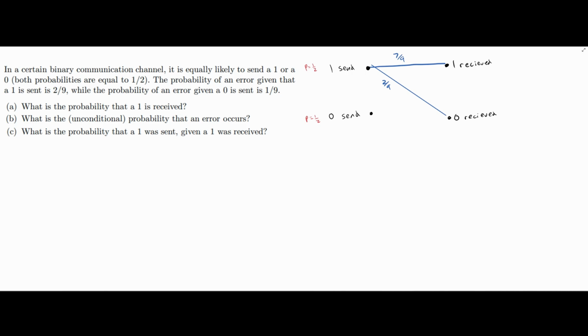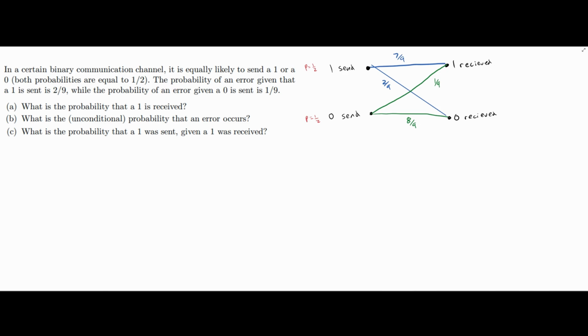So that itself is pretty simple. That's a way we can find that out. We're going to do the same exact thing for our 0. So the probability of an error given that a 0 is sent is 1/9. So that means we're going to go from here to this 1 received. The probability of this happening is 1/9. So that means the probability of a 0 actually going to 0 is going to be 8/9. So that's how we would look at and draw this out.